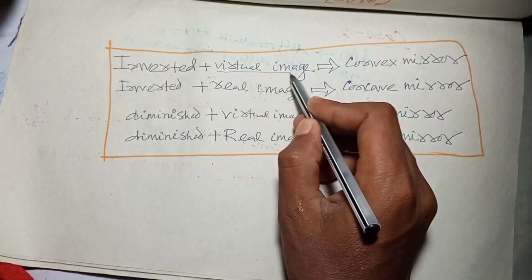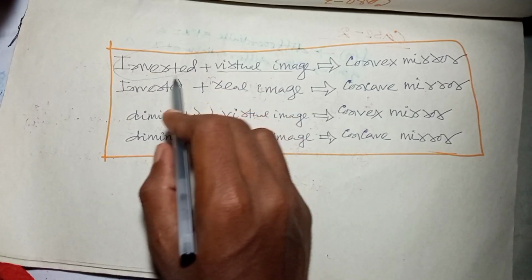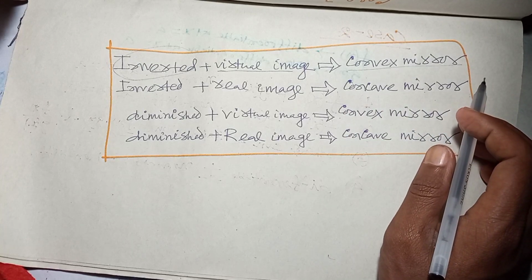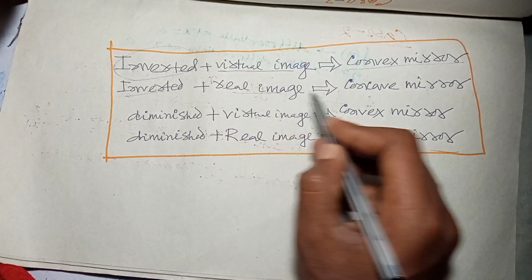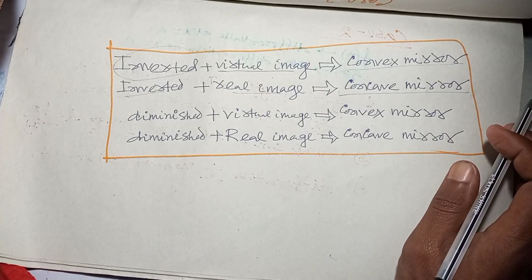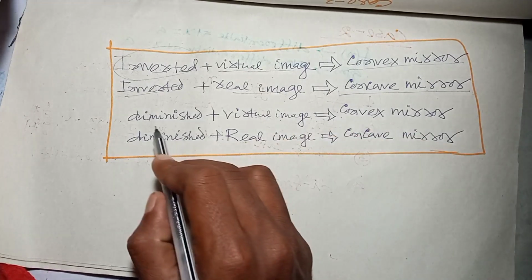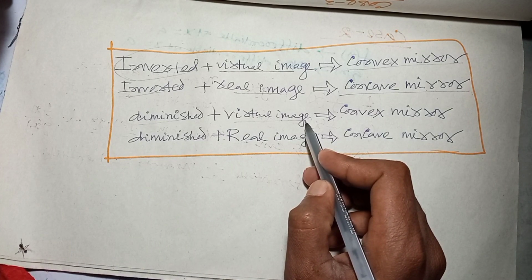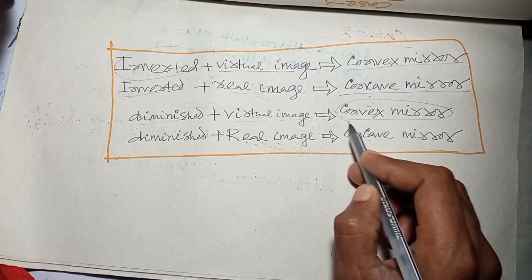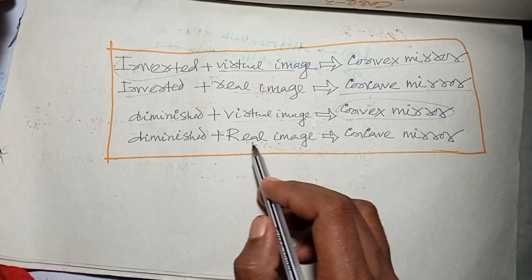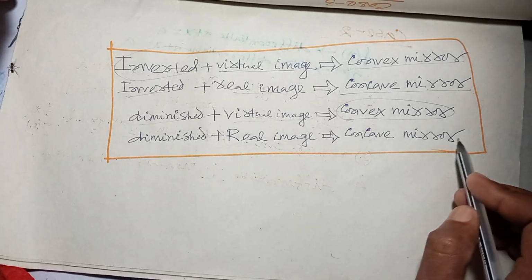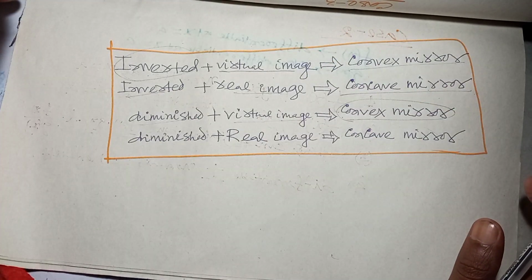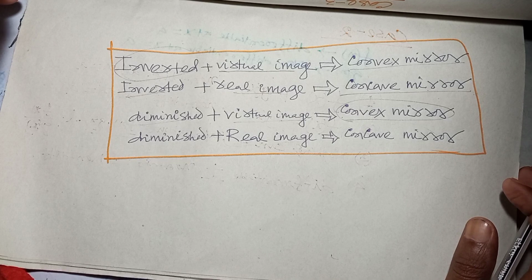If a virtual image is inverted, that is, an inverted virtual image is formed only by a convex mirror. Similarly, an inverted real image is formed only by a concave mirror. And whenever there is a diminished virtual image, then that will be a convex mirror only. Similarly, a real and diminished image is formed by a concave mirror. From this we can identify the type of mirror, either it will be a convex mirror or a concave mirror.